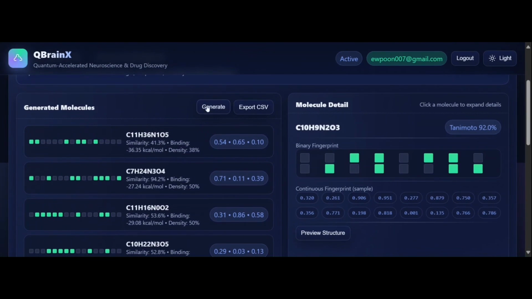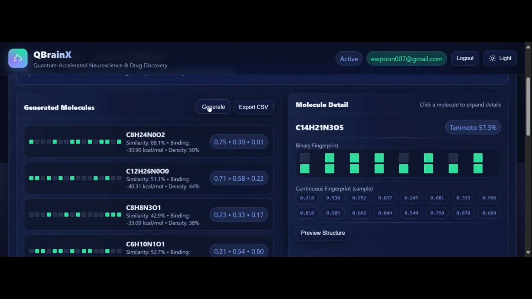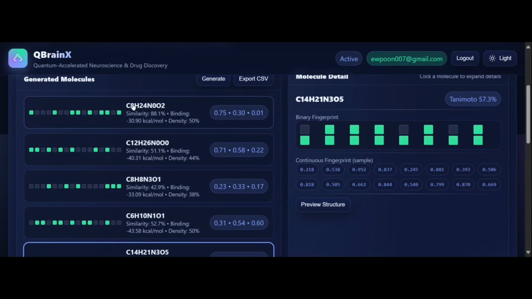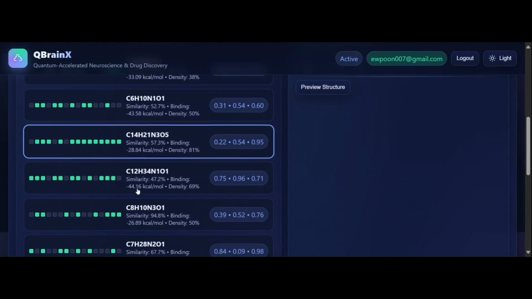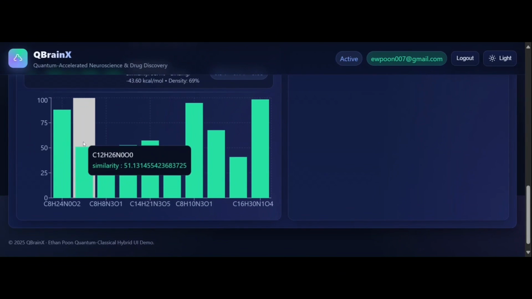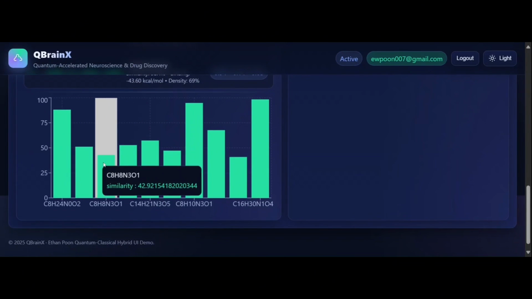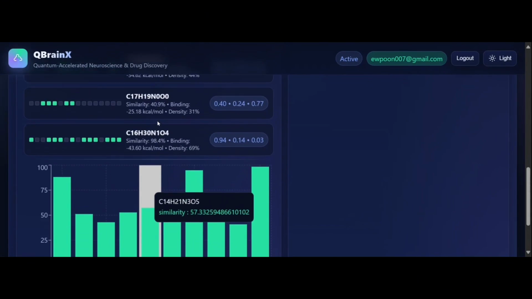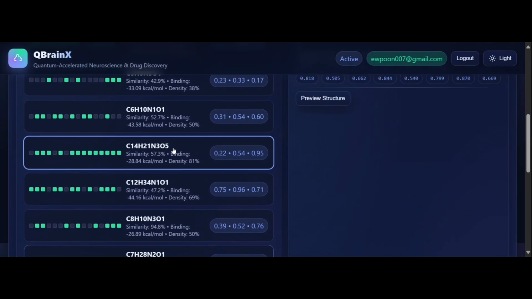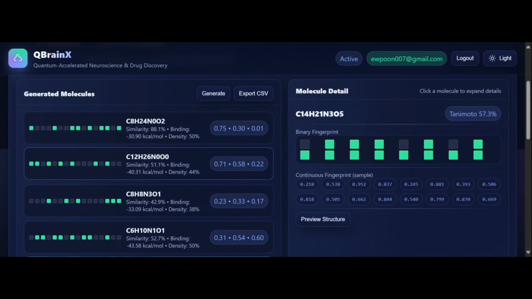So here we can also generate different molecules, and you can see how the similarity changes as well as the binary fingerprint, and these generate each for their own specific molecule. And here we have all of these different molecules plotted with their similarity, their densities, and their corresponding molecular information that we can use for our specific goals.